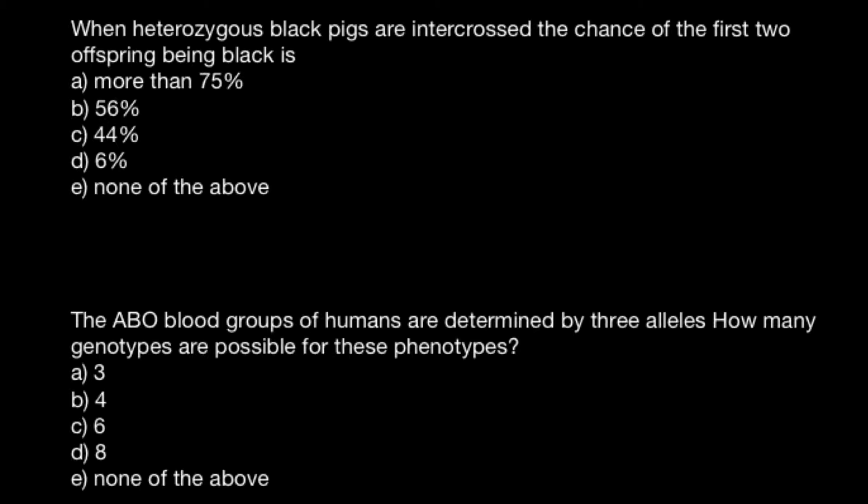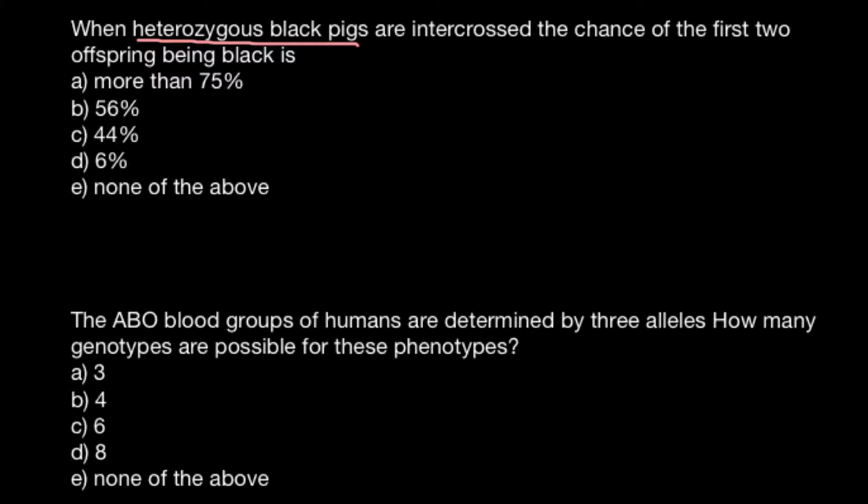So here's the first question. When heterozygous black pigs are intercrossed, the chance of the first two offspring being black is, and here are 5 answers to choose from. Here is my explanation. In order to solve this problem, everything we have to know is just how to build a Punnett square. We are told that we have two heterozygous black pigs, and we will use this information.